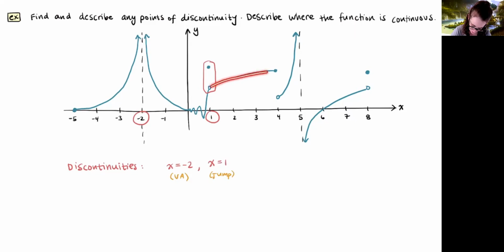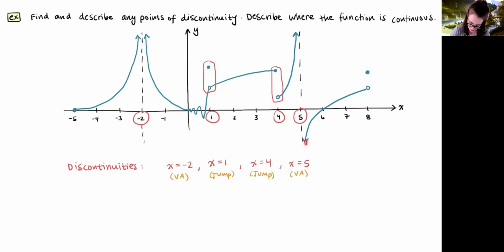We keep going, and it looks like right here, we've got another jump in the graph at x equals 4. All right, so let's put that comma, x equals 4. And again, here we've got another jump. Okay, moving along, we're just going along the function here, and this is nice and continuous until we get to 5. We have a vertical asymptote there. So this would be another point of discontinuity. Okay, so it's a vertical asymptote.